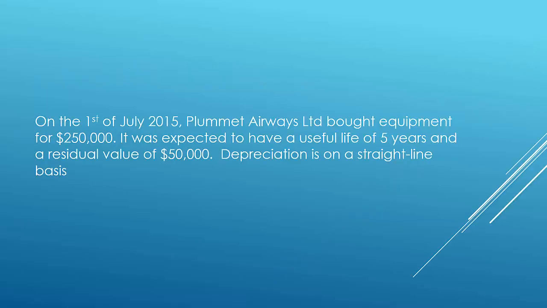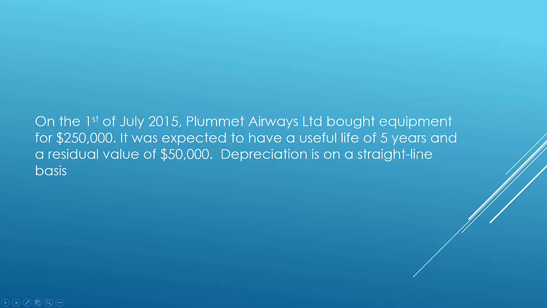And so that you can see the entire transaction, I'm going to go back to 2015 when a company buys some equipment for $250,000. It was expected to have a useful life of 5 years and a residual value of $50,000, so the depreciable amount is $200,000. And with depreciation on a straight line basis, that is $40,000 per year.